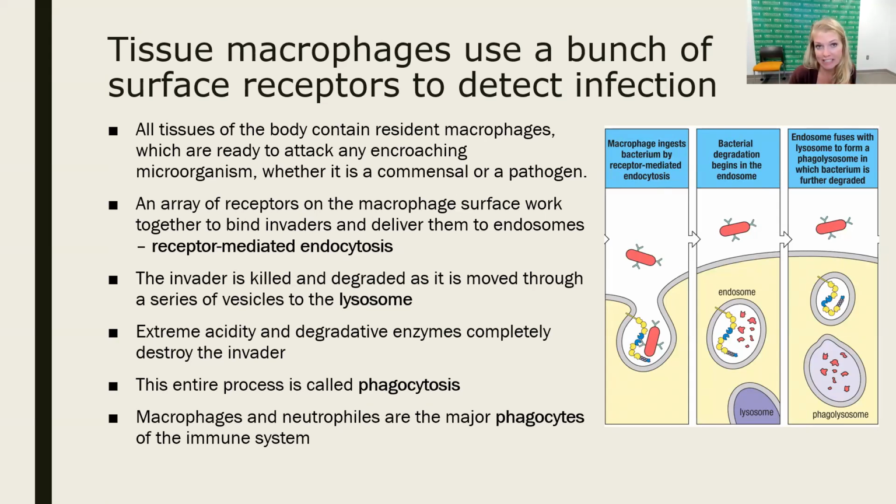So we have resident macrophages that are living in all the tissues, and they're ready and they're waiting. They're sentinel cells just waiting to see what's going to breach that epithelial layer and get into the tissue. And they have these receptors that would recognize these pathogens or microbes that get through. And those receptors, when engaged by their ligand, will internalize that pathogen or that cell that ligand is on. And so this process is called receptor-mediated endocytosis.